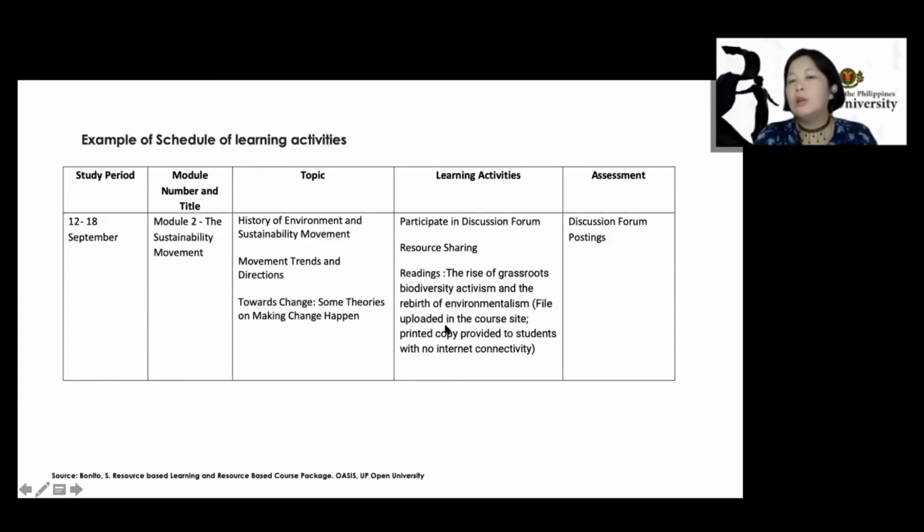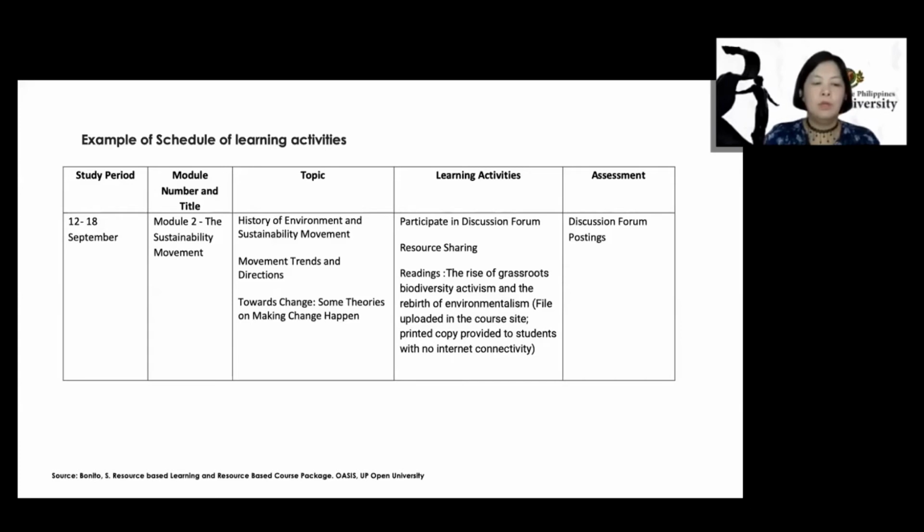And then I also encourage them to share resources. And then they are supposed to read this major reading, The Rise of Grassroots: Biodiversity Activism and the Rebirth of Environmentalism. And I put there that the file is uploaded in the course site and a printed copy is provided to students with no internet connectivity. And they will be assessed based on the discussion forum postings. So this is an example of a schedule of learning activities that you can actually include in your course guide. Okay? All right.